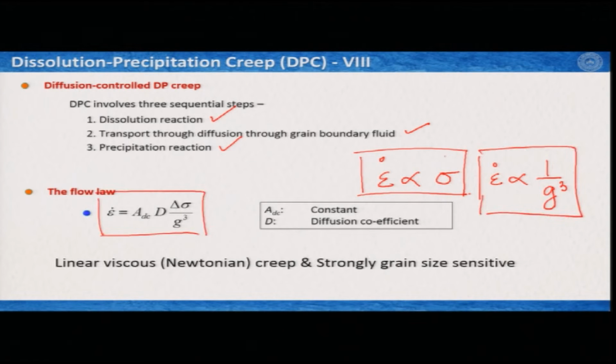These are the two take home messages from this equation: that this is a Newtonian flow, that means the strain rate is linearly proportional to the stress, and it is an extremely grain size sensitive mechanism, where lowering the grain size would make the deformation faster.